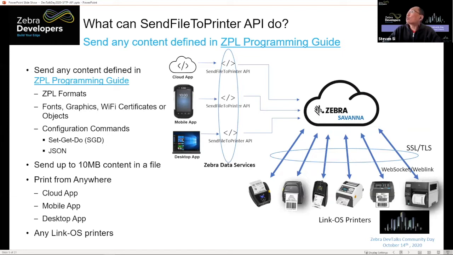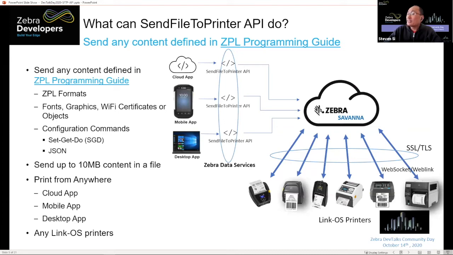And for those commands, there are two formats. One is plain text SGD, another format is in JSON. We will show you that later in our demo. And there is one limit in the file size of this content. You can only send up to 10 megabytes of content to those printers. And of course, you can print from anywhere to Link-OS printers.